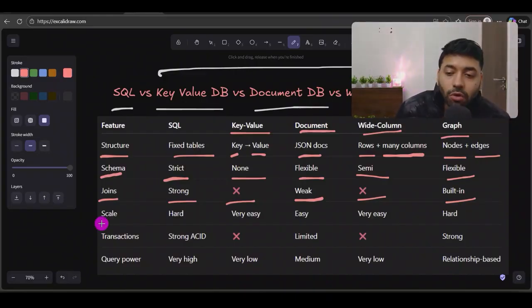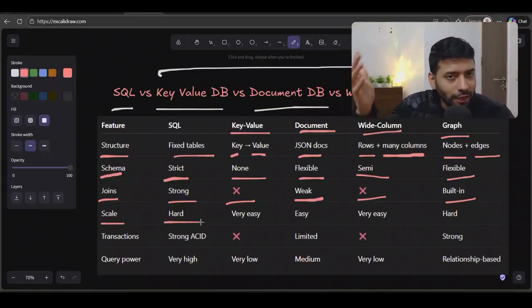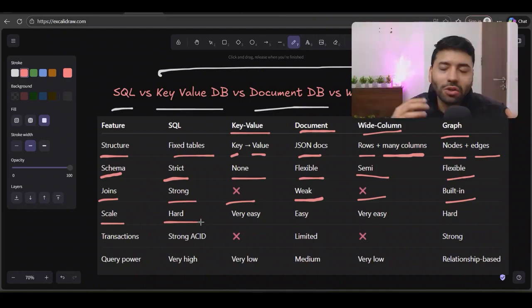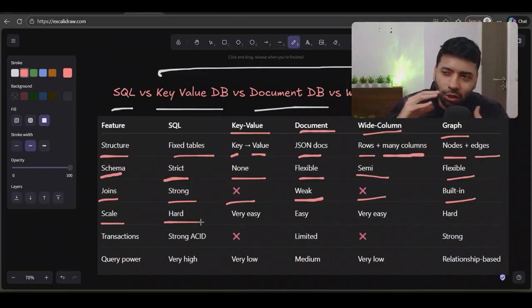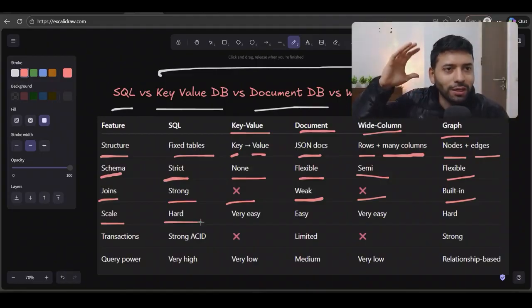Okay, next, talking about the scale. In SQL it is quite hard to do the horizontal scaling, or you can say the sharding part. We discussed in detail about that earlier in this video, because SQL was built before all these distributed problems. It is quite old. It was built in a way that you will have one database and you will keep on increasing. It's more about the vertical scaling.